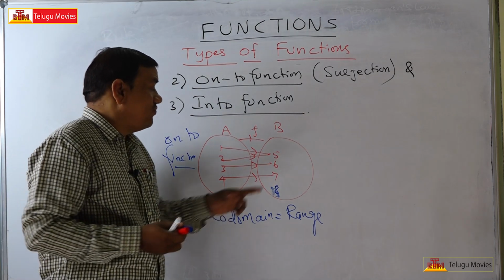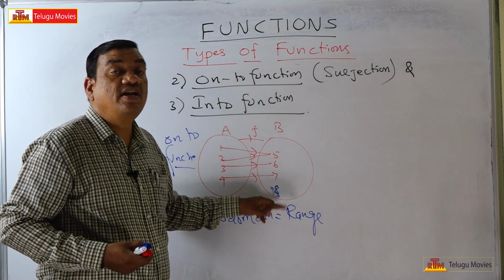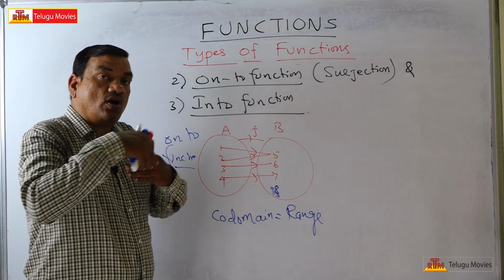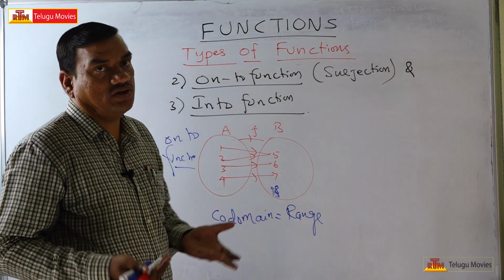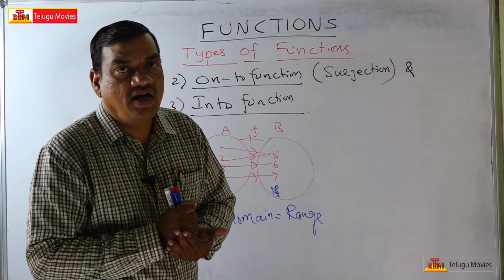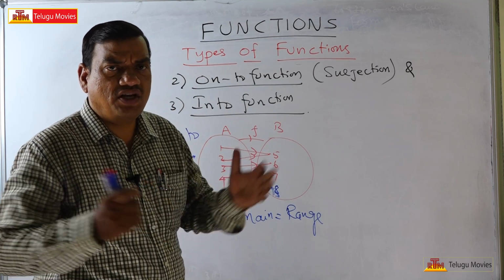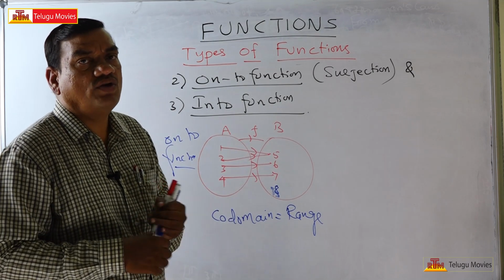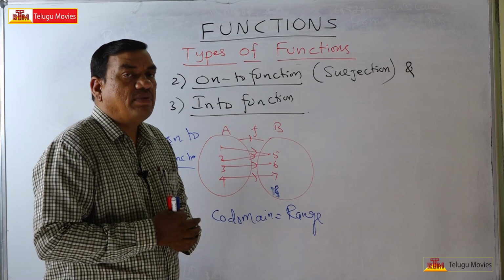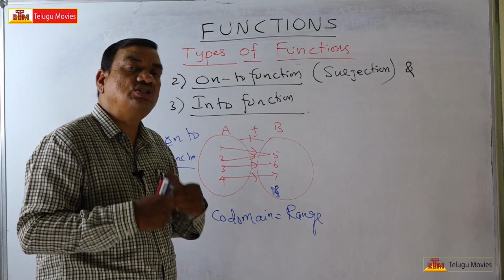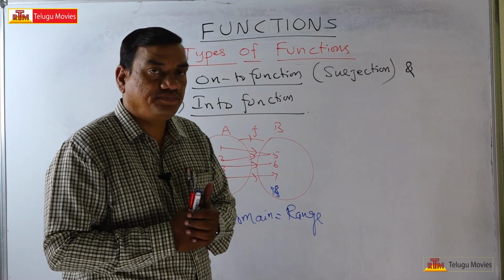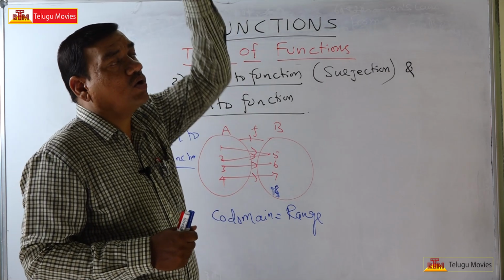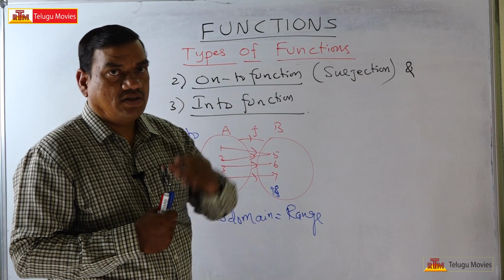If any vacancy is there, it is called an into function. If no vacancy is there, it is an onto function. For example, you are traveling in a bus. A full bus is coming. You are waiting for a bus. The bus is full. There are no seats available. Then what will the conductor say? He will say go and stand on the top.